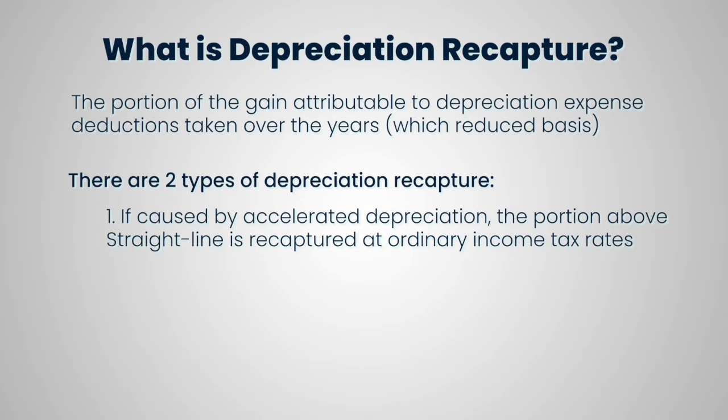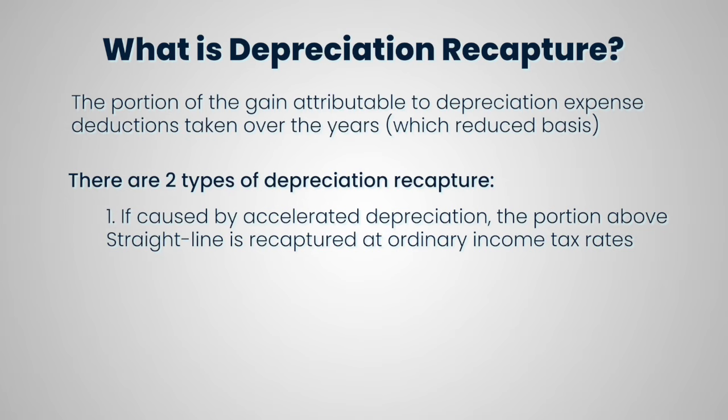So this would only apply if you have a much older property that was placed in service before, I believe, 1986. However, if there was accelerated depreciation, the amount above what straight line would have been is taxed at ordinary income tax rates. Again, that won't apply to our example and doesn't usually apply to properties that have been placed in service in the last 40 or so years.